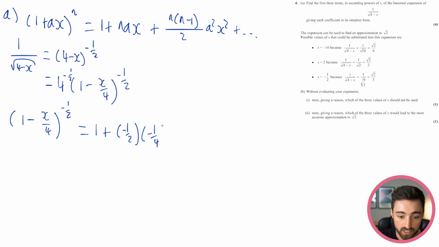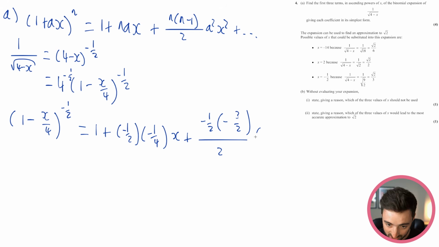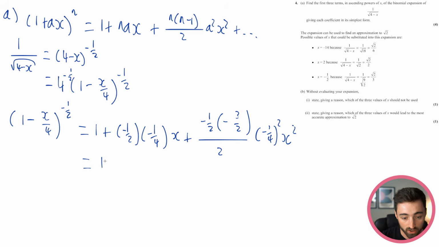Minus a quarter times by x, and then one more term we get n, so minus a half times by n minus 1, which is going to be minus 3 over 2, all over 2 times by a squared, which is minus a quarter, all squared, times x squared. Okay, what do we get? 1 minus a half times minus a quarter is going to be plus an eighth, x.